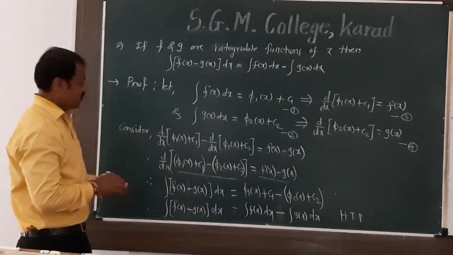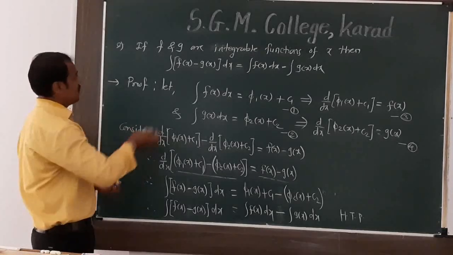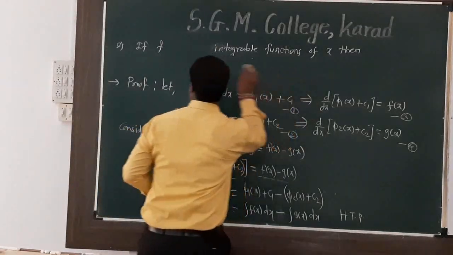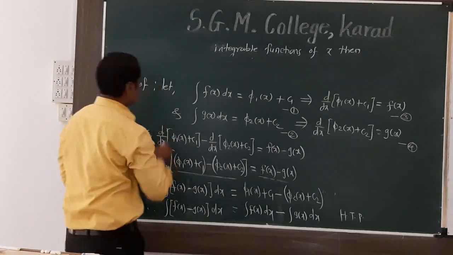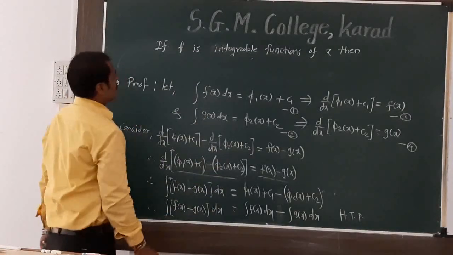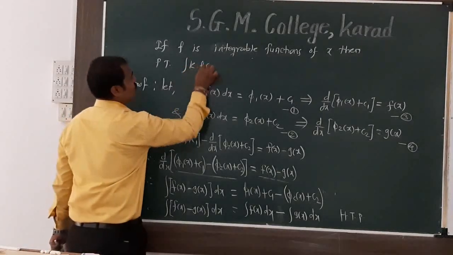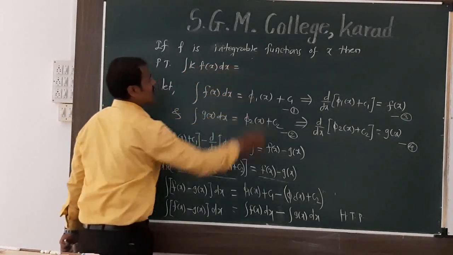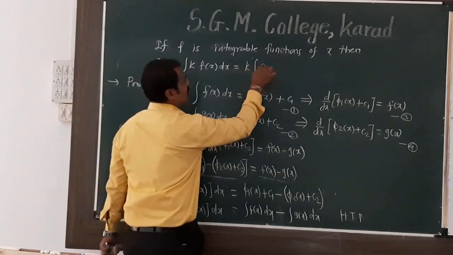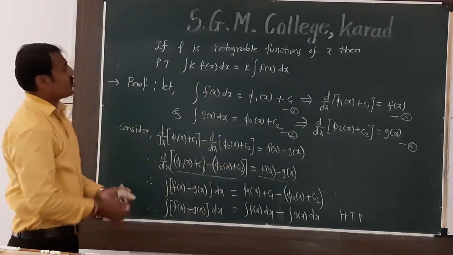Okay, next we prove our third rule or third theorem. If f is an integrable function of x, then prove that integration of k into f of x dx is equal to, take it outside the integration, k into integration of f of x dx. Okay, now look at it.